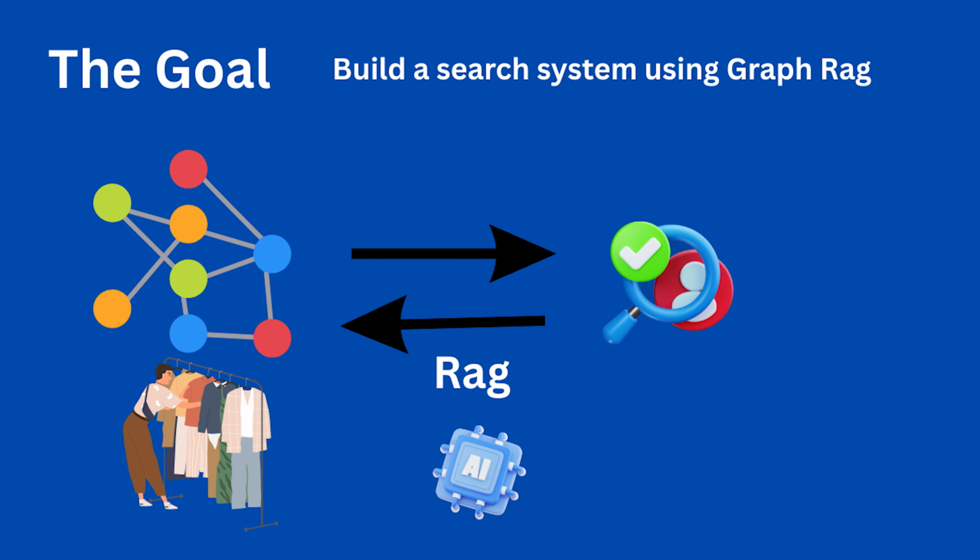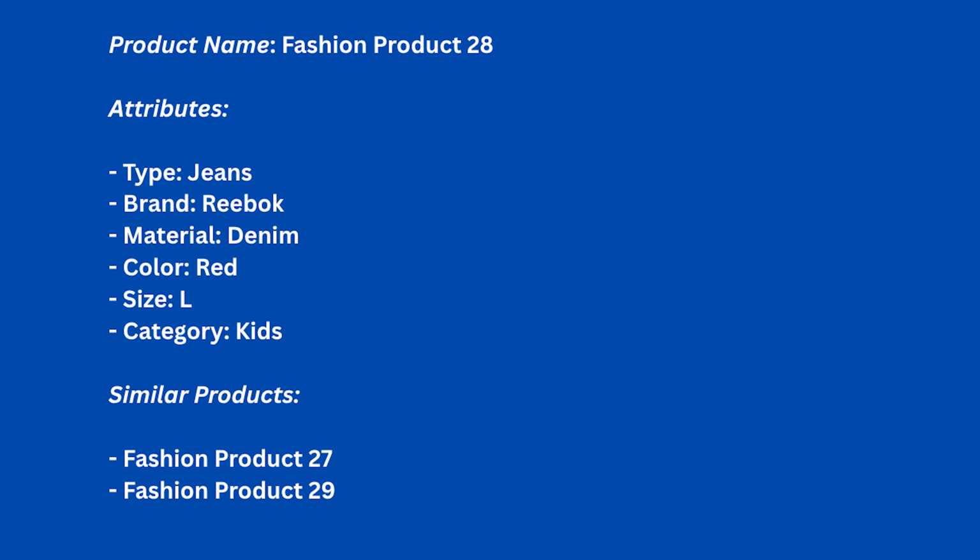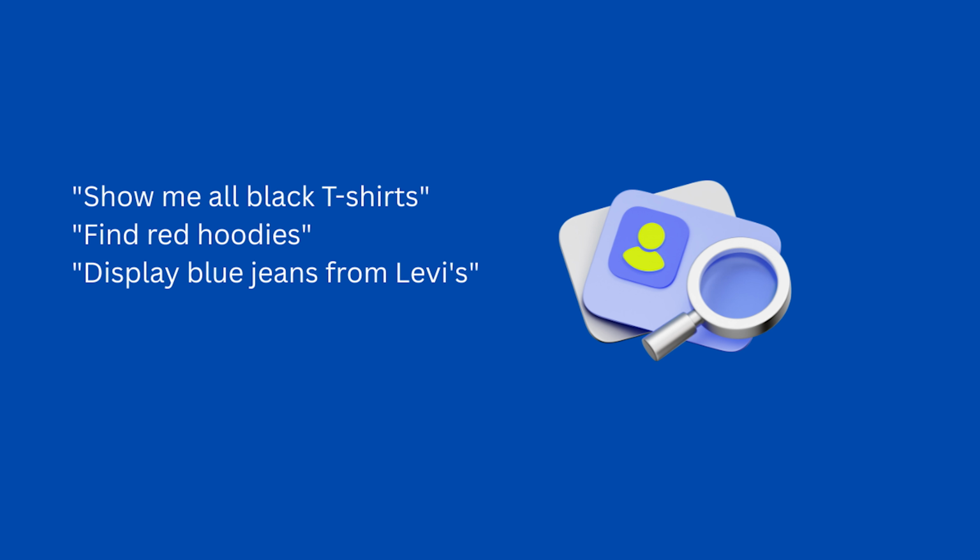I already have sample fashion related data stored in a Neo4j graph database, and I want to use graph RAG to enable product search. The dataset contains information about clothing products and their attributes, such as brand, color, category, material, and product type. With this setup, users can search using natural language queries like show me all black t-shirts, find red hoodies, display blue jeans from Levi's, etc. The system will understand the query and return the most relevant products from the graph database.